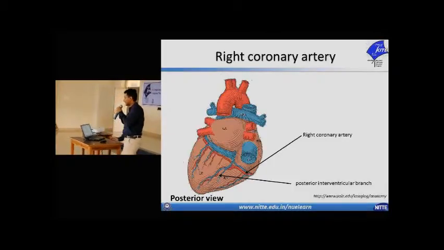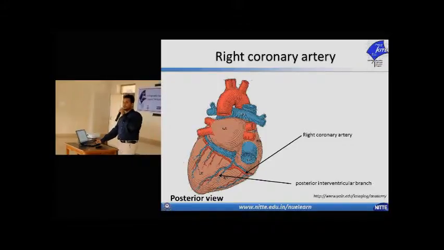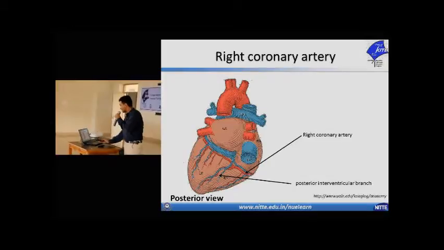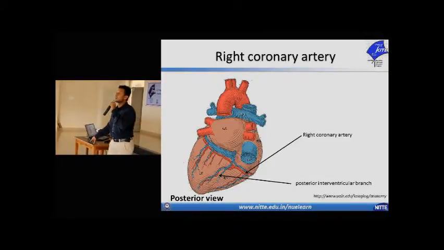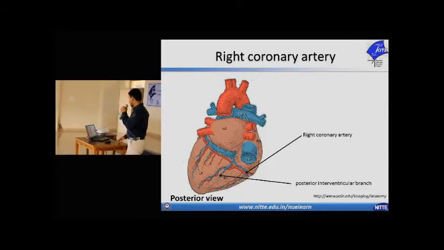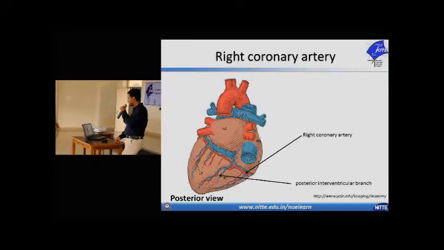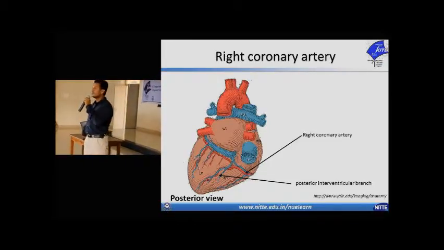So here is the right coronary artery, the main branch. Important branches are the right marginal artery, you can see there. Then on the posterior side, you can see the continuation of the right coronary artery in the right posterior atrioventricular sulcus, that is between the right ventricle and the right atrium. And you can see there the right coronary artery is continuing as the posterior interventricular branch, which denotes the right coronary dominance.